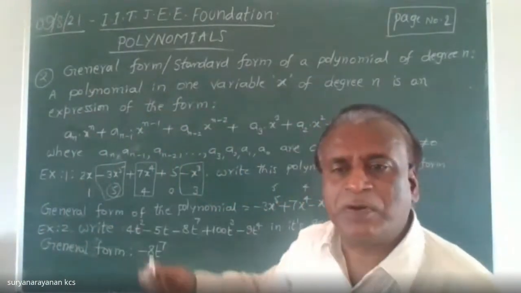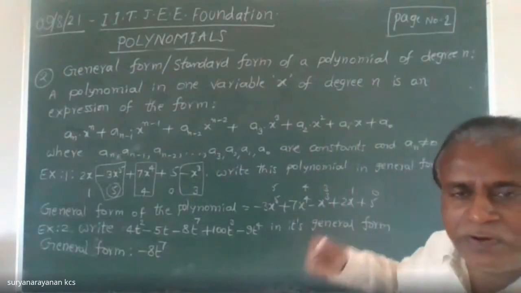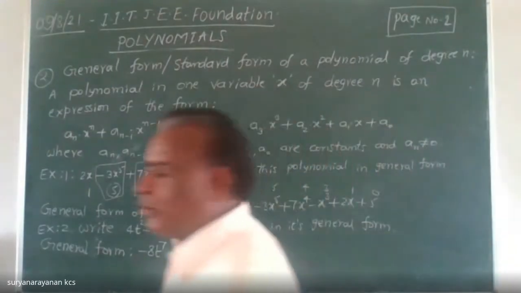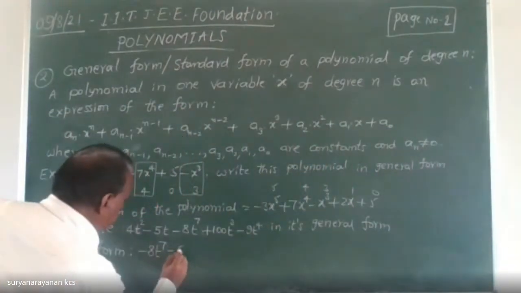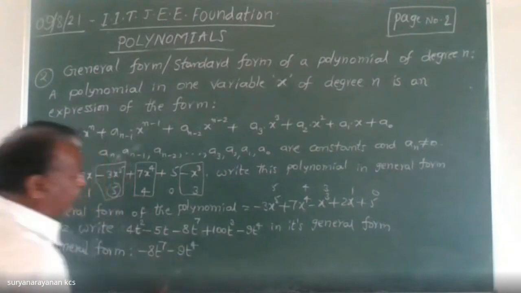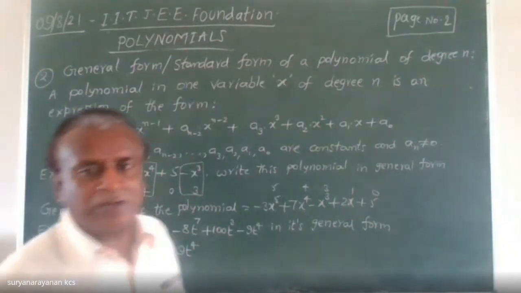Next highest power of t term. What is the next highest power of t term? Minus 9t to the power of 4. Yes, minus 9t power 4. Next highest power term.